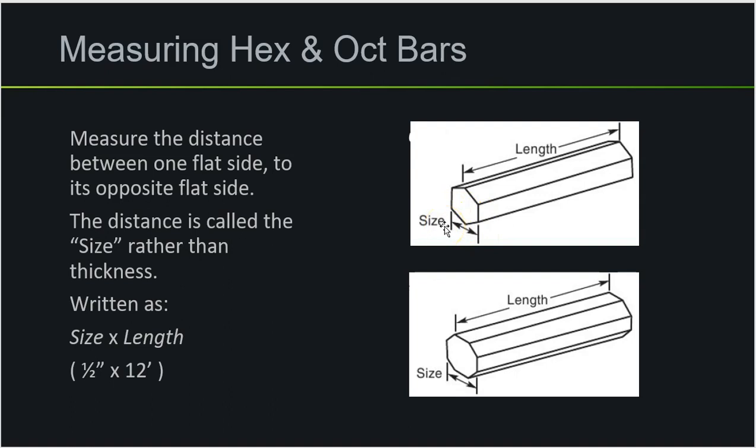So it's kind of similar to finding the diameter with a round bar, but we're taking one flat side to the other. Same thing with the octagonal, one flat side to the other. The distance in between is the size, and then we're just finding the length. And that's going to be written down size by length. In this example, 1/2 inch by 12 feet. So it'd be 1/2 inch from one flat to the other. Same thing up here. And then the length, 12 feet.